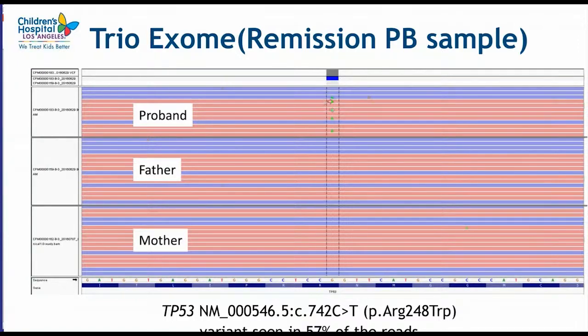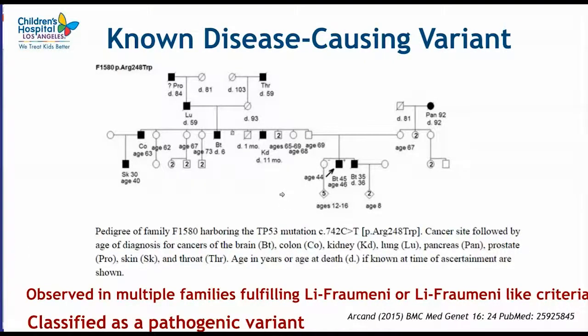And trio exome showed what looked like a de novo heterozygous mutation in the TP53 gene. And so we see that it's absent in both parents and present in the patient with about 57% variant allele fraction. So it really looked like it could be a germline heterozygous mutation. And this was a well-known pathogenic variant in TP53, seen in multiple families with Li-Fraumeni syndrome, and it also looked like it was de novo in the patient. And it also looked like it could explain his AML phenotype, his cancer phenotype, although it could not explain those other features that were present in the patient.